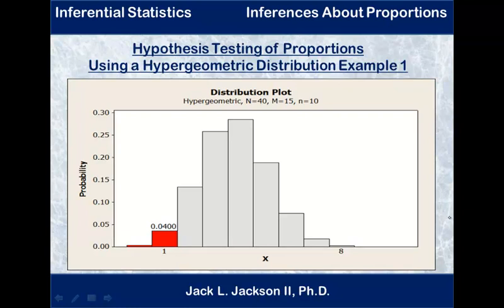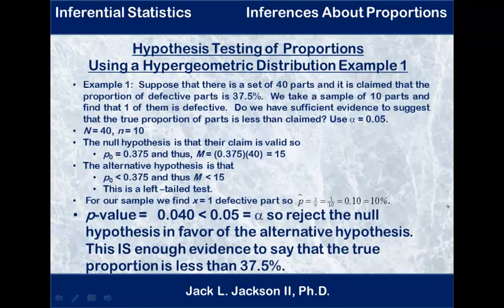So what's our conclusion on this? Well, the p-value was 0.04, and that's less than our alpha value of 0.05. So remember, when p is less than alpha, we reject the null hypothesis in favor of the alternative hypothesis. So this is enough evidence to suggest that the true proportion is less than 37.5.